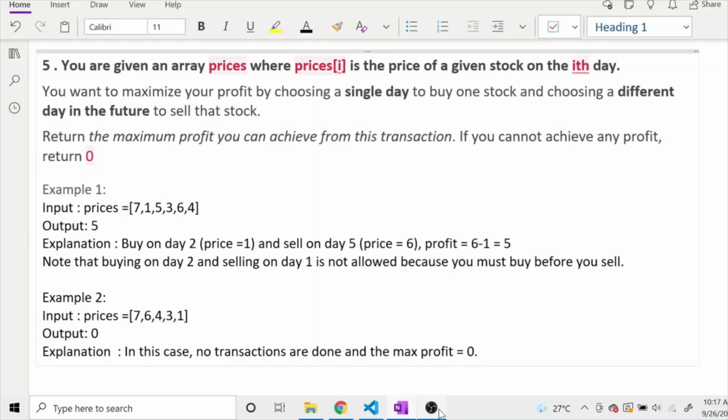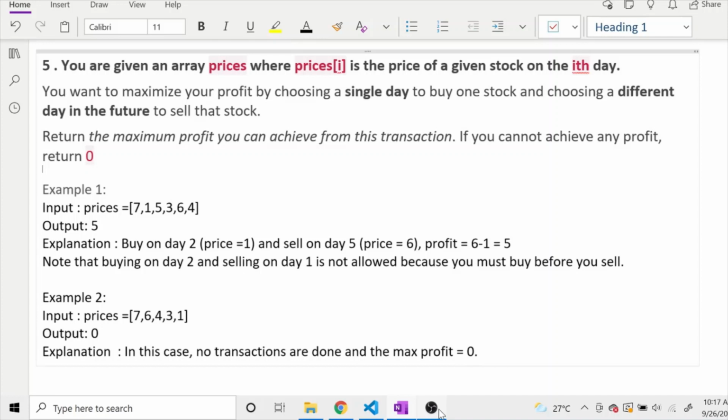You are given an array prices where prices[i] is the price of a given stock on the ith day. That is, prices[1] is the price of a given stock on the first day. Similarly, for all the days it is given as i. You want to maximize your profit by choosing a single day to buy one stock and choosing a different day in the future to sell the stock. Return the maximum profit you can achieve from this transaction. If you cannot achieve any profit, return 0.